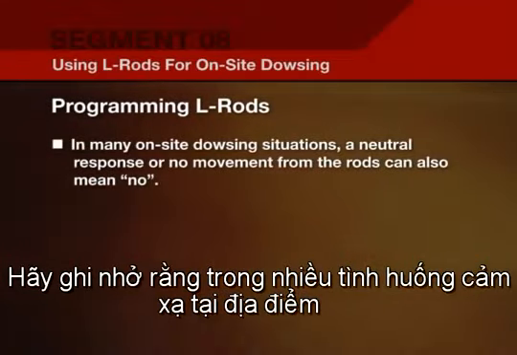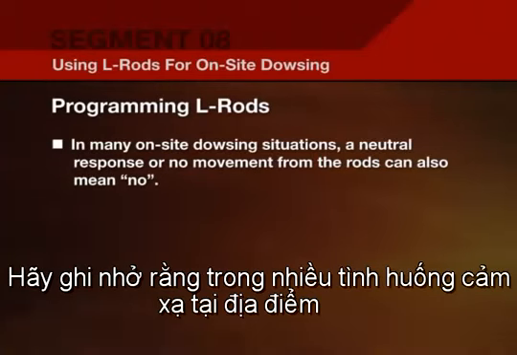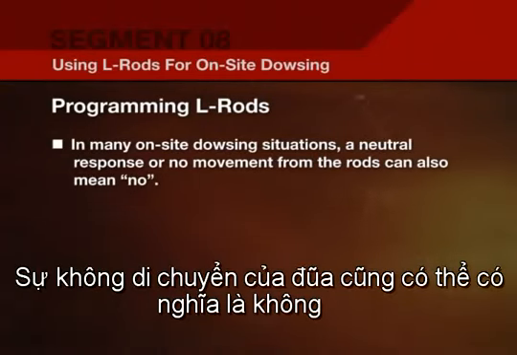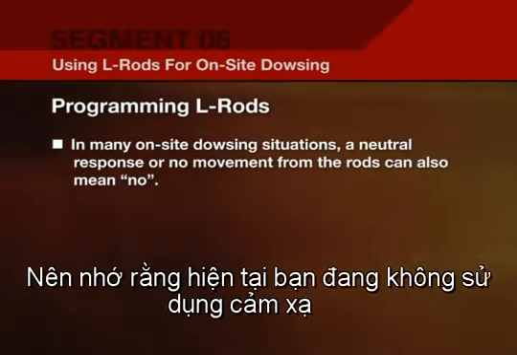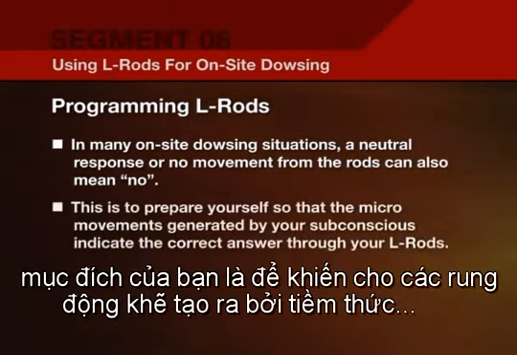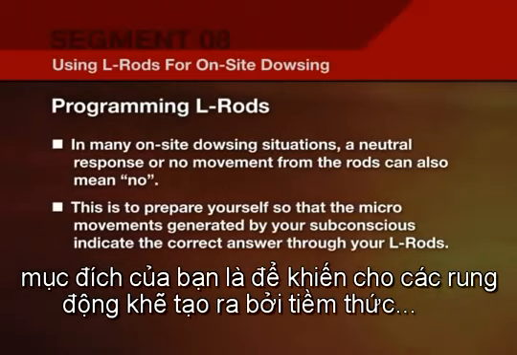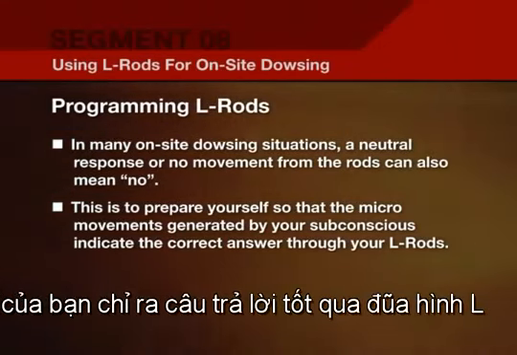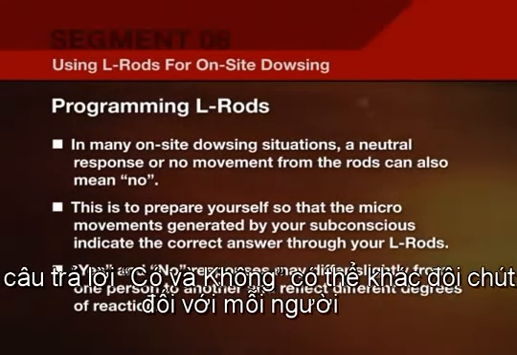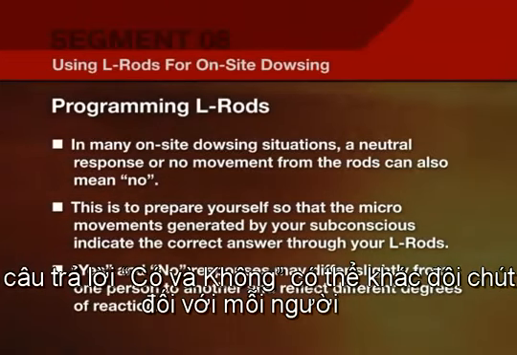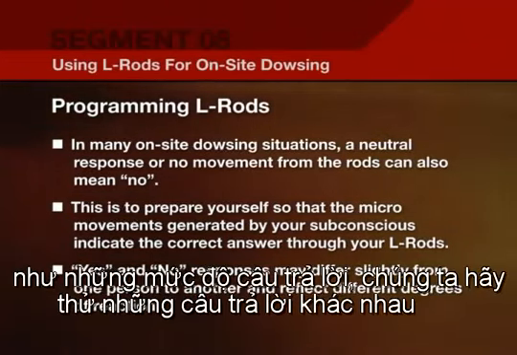Also note that in many on-site dowsing situations, a neutral response or no movement from the rods can also mean no. Remember, at this point, you are not actually dowsing. Once again, the purpose of doing this is to prepare yourself so that the micro movements generated by your subconscious indicate the correct answer through your L rods. Yes and no responses may differ slightly from one person to another and reflect different degrees of reaction.